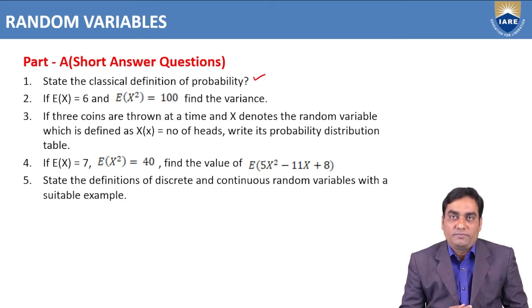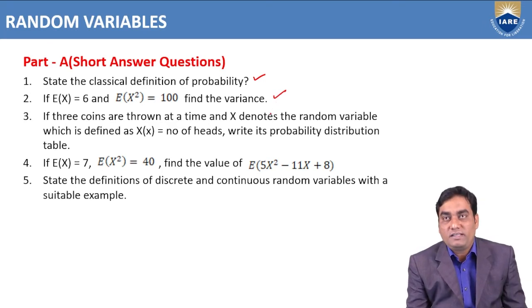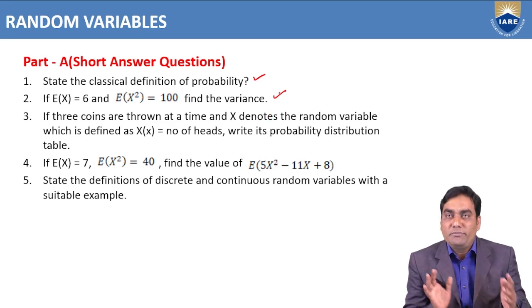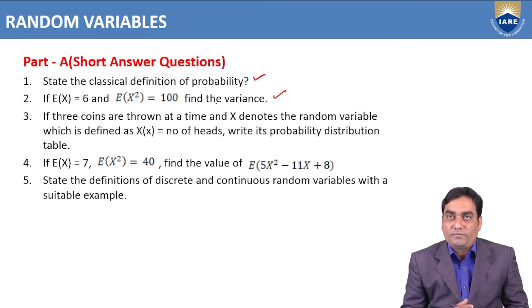And the second question, if expectation of x is given 6, expectation of x square is given 100, then find the variance. If you know the variance and mean relation, then we can solve this problem very easily.